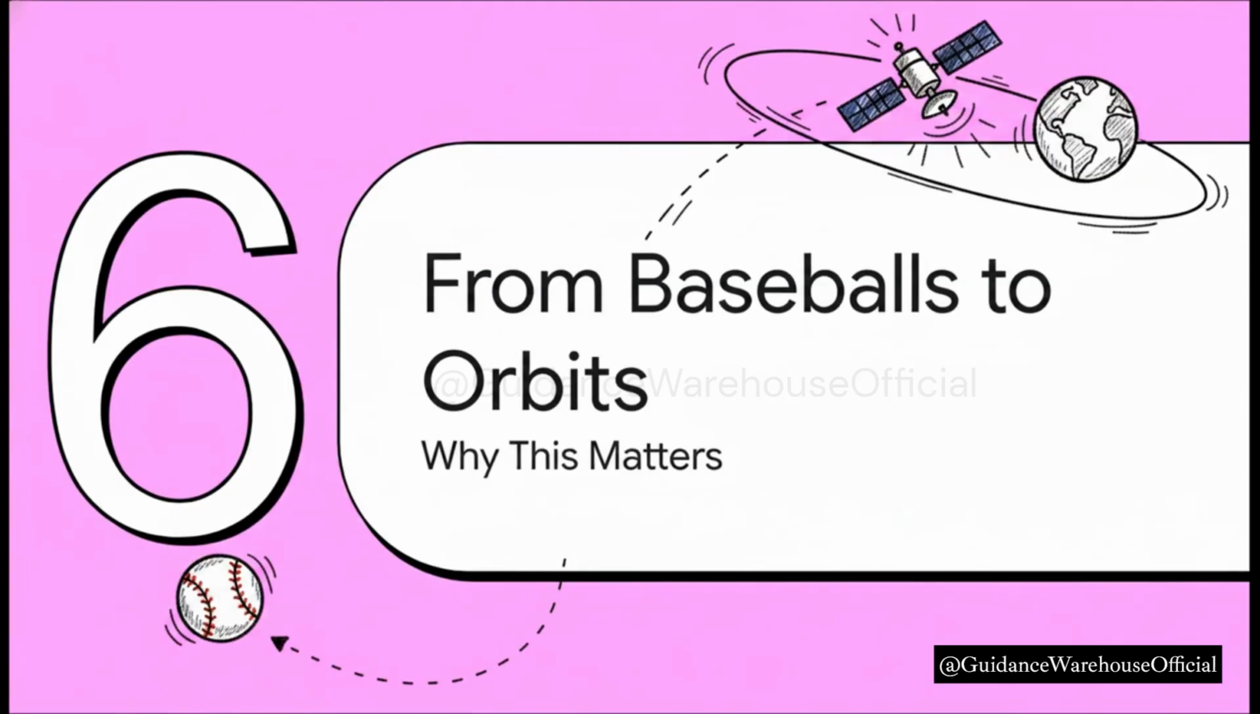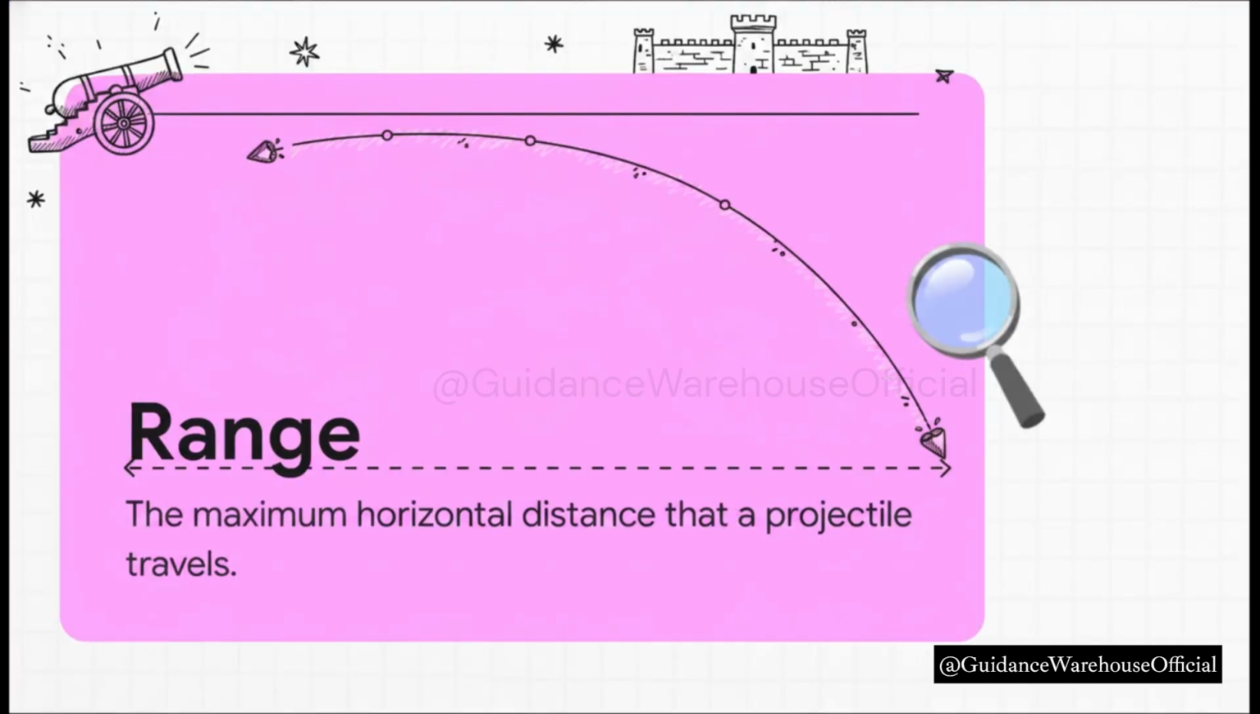But look, this whole independence principle isn't just for homework problems. It explains the motion of everything from a casually thrown baseball all the way up to an orbiting satellite. You know, one of the most common things people want to figure out is the range. And that's just a fancy word for the total horizontal distance the projectile travels. Back in the day, this was, as you can imagine, super important for things like aiming cannons.